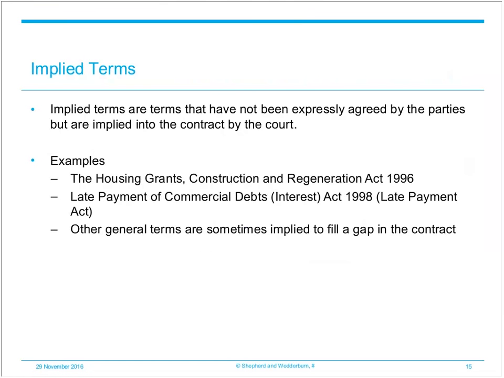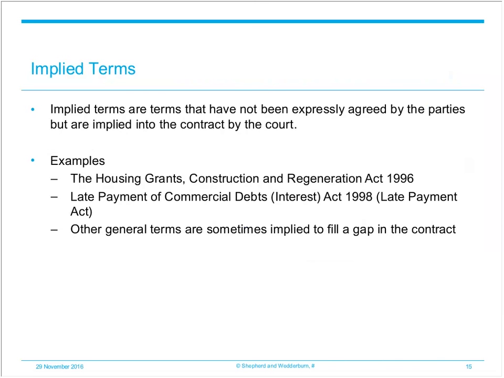Implied terms are terms that have not been expressly agreed by the parties, but are implied into the contract by the court. The power of the courts to imply terms into a contract is in theory limited, but it happens fairly regularly that the court will agree to imply terms into a contract through the operation of common law principles.